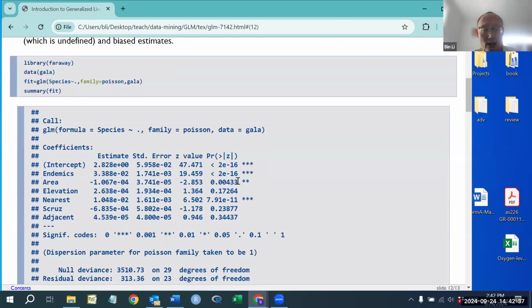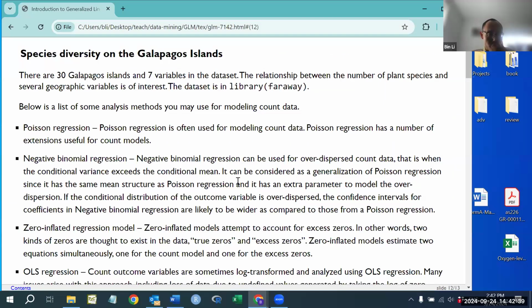I believe this is our last example. Okay. For this example, there were 30 Galapagos Islands, and we have 7 variables in this data set. And this data set is also in the library faraway. And the relationship between the number of plant species and several geographic variables is of interest.